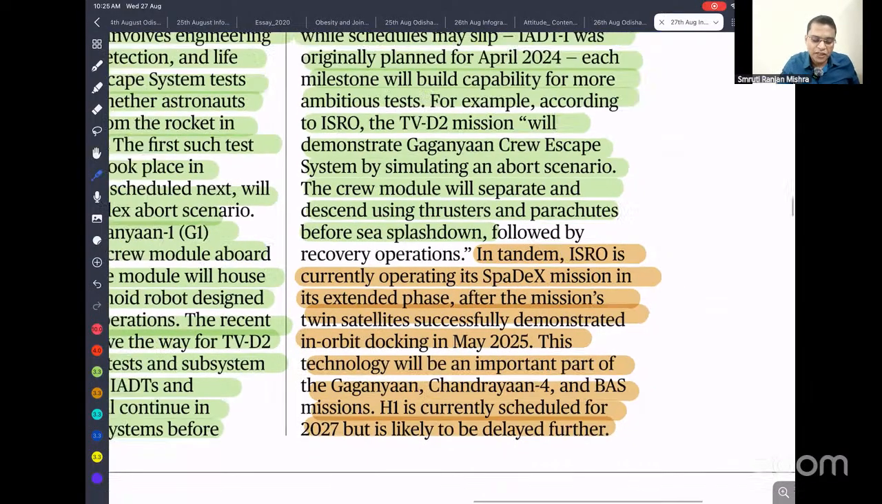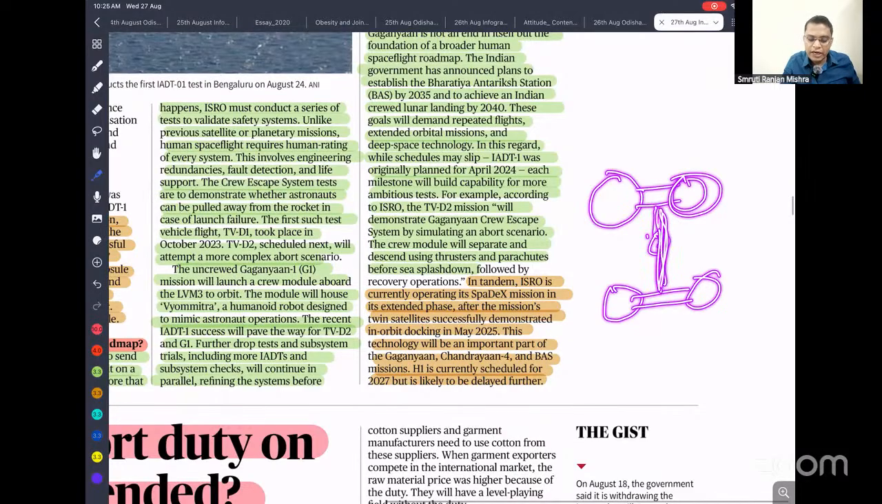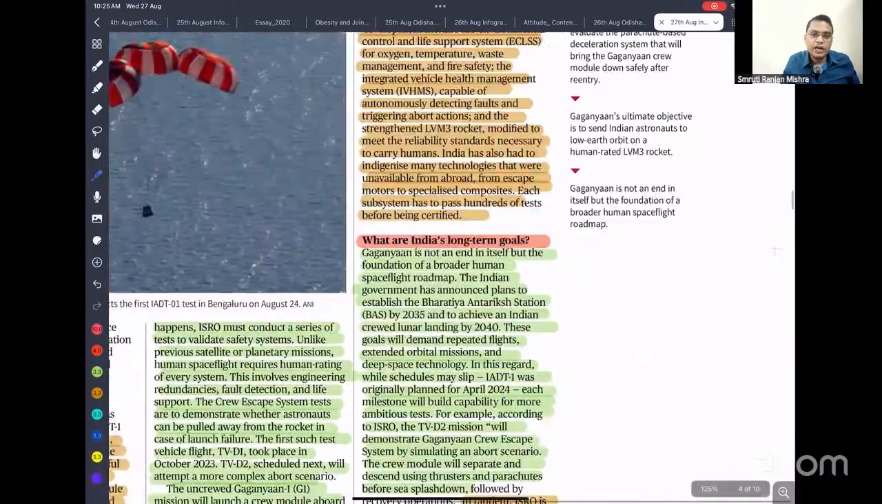Also, we have already launched the SpaDeX, that is the space docking experiment. We have launched two satellites. Now this is one satellite, and there is a docking here, joining them in space, so that a person can travel from one satellite to another satellite. That is what happens in the case of a space station.